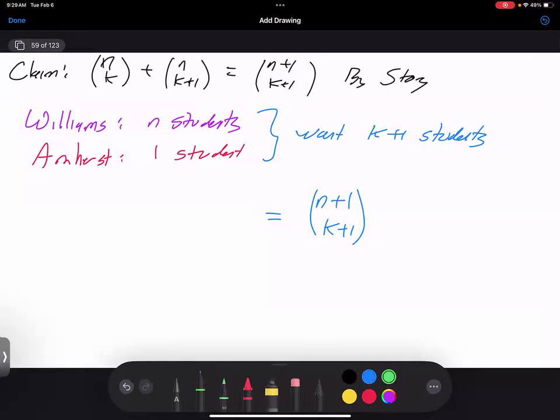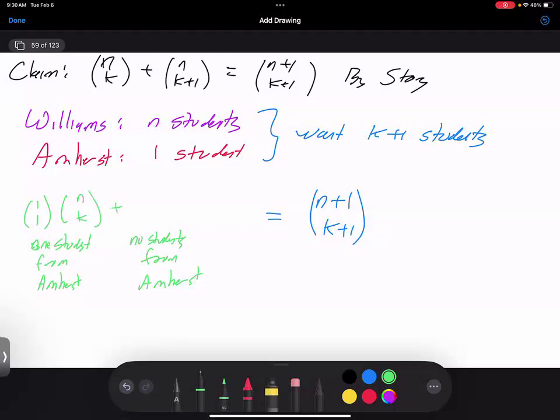So case 1, we have 1 student from Amherst. Case 2, we have no students from Amherst. How many ways can you have one student from Amherst? Well, I have to choose the student from Amherst. There's only one student from Amherst, so I have to choose them. That's one, choose one. There's n students left. They're all from Williams. How many must I choose? Okay.